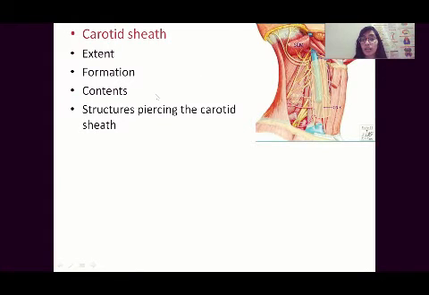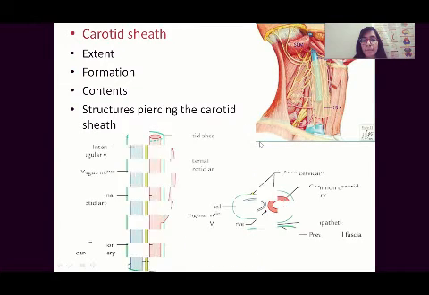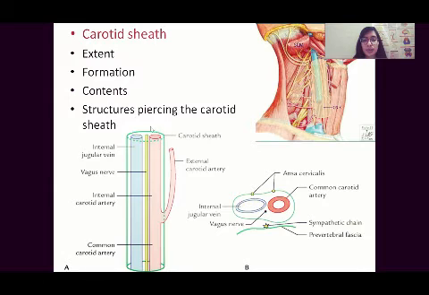No teacher skips these questions. Always it is a commonly asked question. So let's start with this. This part is your carotid sheath and it is formed by these things. What are the contents of the carotid sheath? The internal jugular vein, vagus nerve and the internal carotid artery.